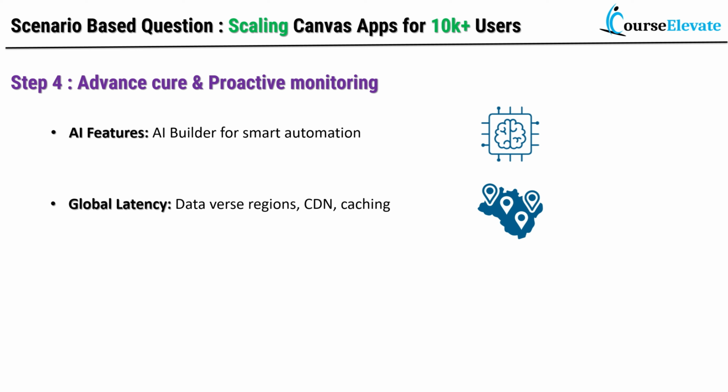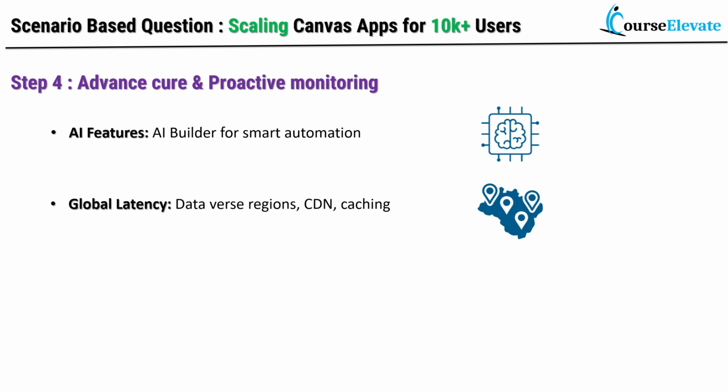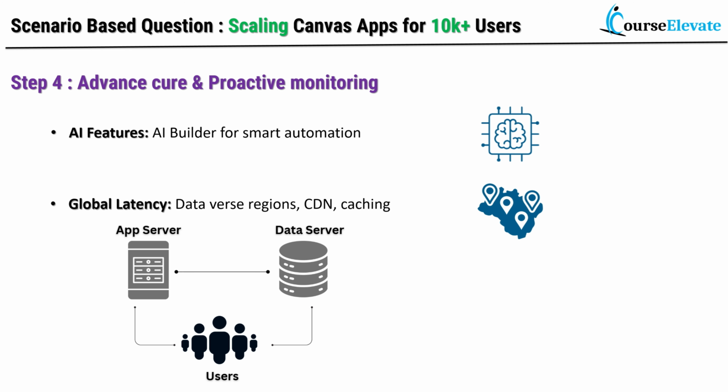Now let's talk about global latency. If our 10,000 users are spread across different continents, some in India, some in Europe, some in the US, the data has to travel long distances. This causes delays, making the app feel slow. Our solution here is to locate our data and application server as close as possible to our user base.